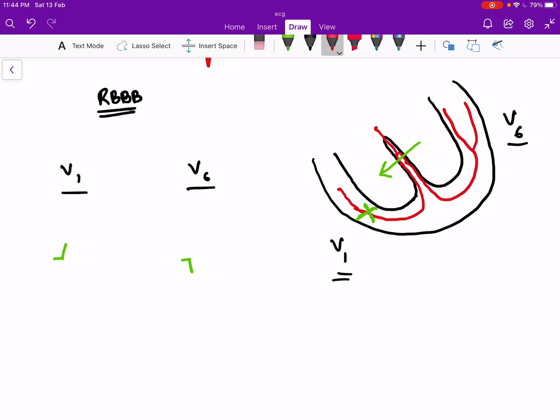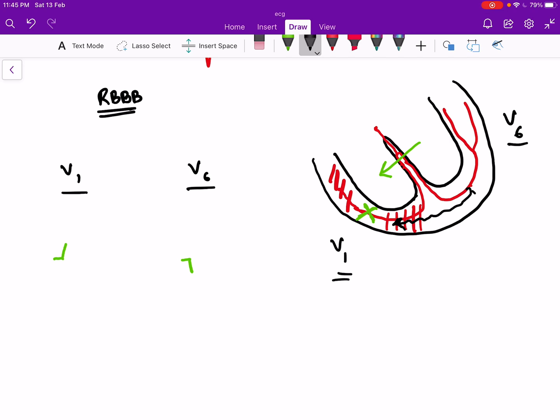Now the second phase of ventricular depolarization is the depolarization of the ventricular muscle mass, which is the right ventricular muscle mass and the left ventricular muscle mass. But as the right bundle branch is blocked, the right ventricular muscle mass is also depolarized by the left bundle branch.